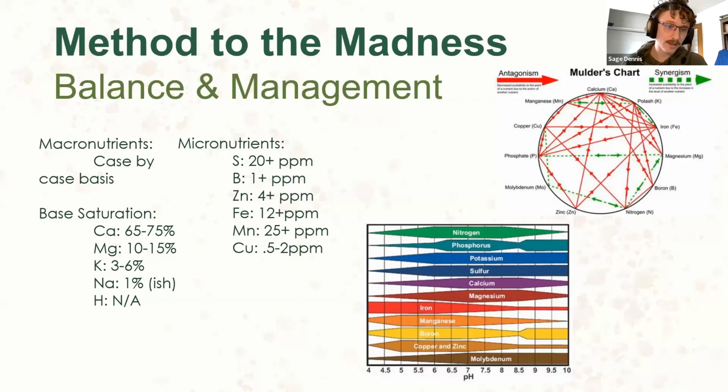65 to 75% calcium, 10 to 15% magnesium, 3 to 6% potassium, 1-ish% sodium, and then hydrogen is part of the base saturation, but I have no ideal range for it. And the reason for some of these numbers is essentially because calcium and magnesium, I need them to both be available, but there's a ratio or a balance there, and that tends to settle within these percentages.